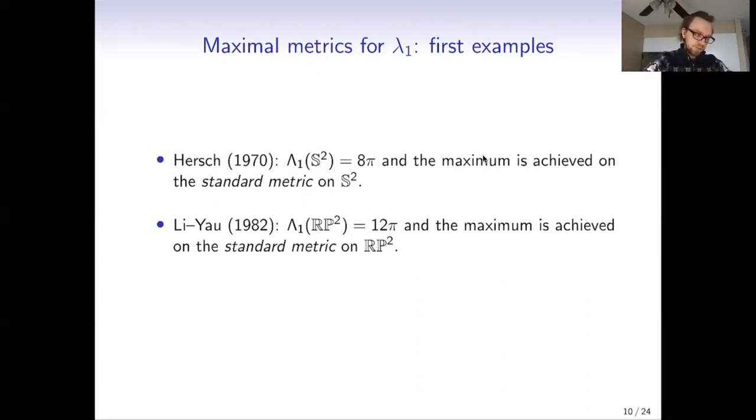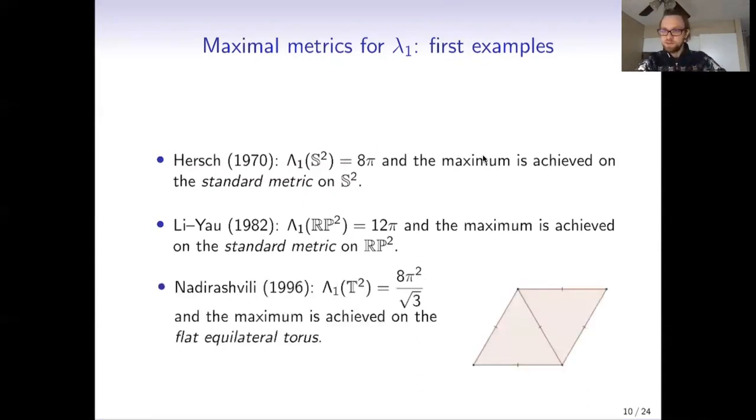For the torus, you get a flat metric, but not just any flat metric, one of the class of metrics that we considered before. It's a flat metric for a very special lattice, which corresponds to an equilateral torus. So you look at the lattice which generates equilateral triangles, and you take this one, and this gives you the value, such as this, and achieves its supremum.